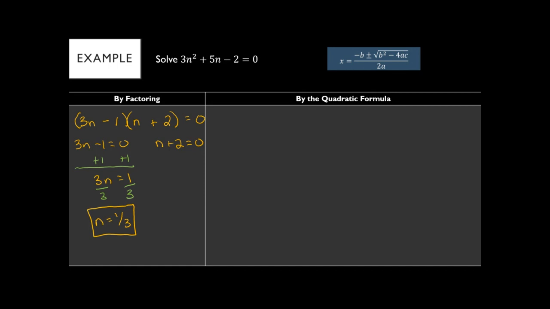Then the second equation, I have n + 2. So I'm going to subtract 2 from both sides, and that gives me n = -2. So that's my second answer. So we factored, you set each factor equal to 0, then you solve for the variable, and that gives us our 2 answers.